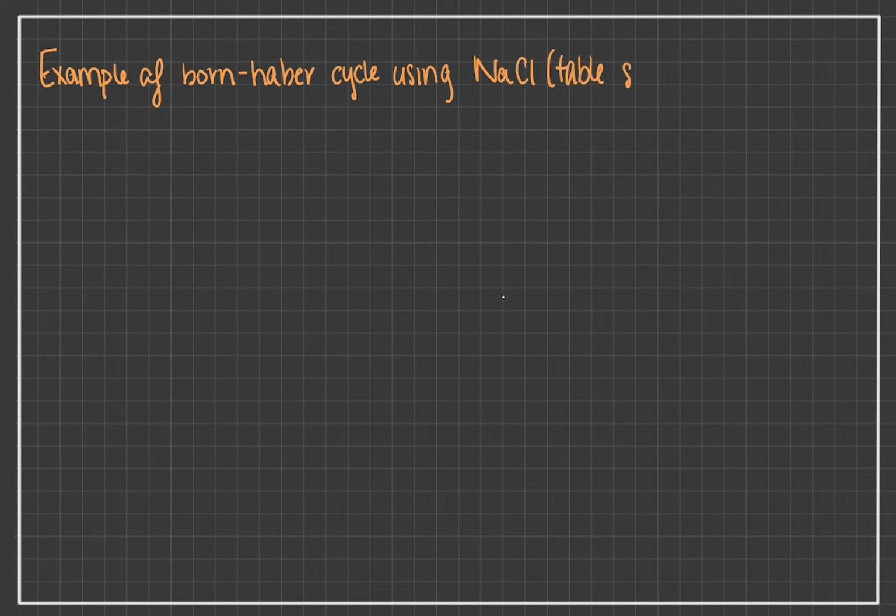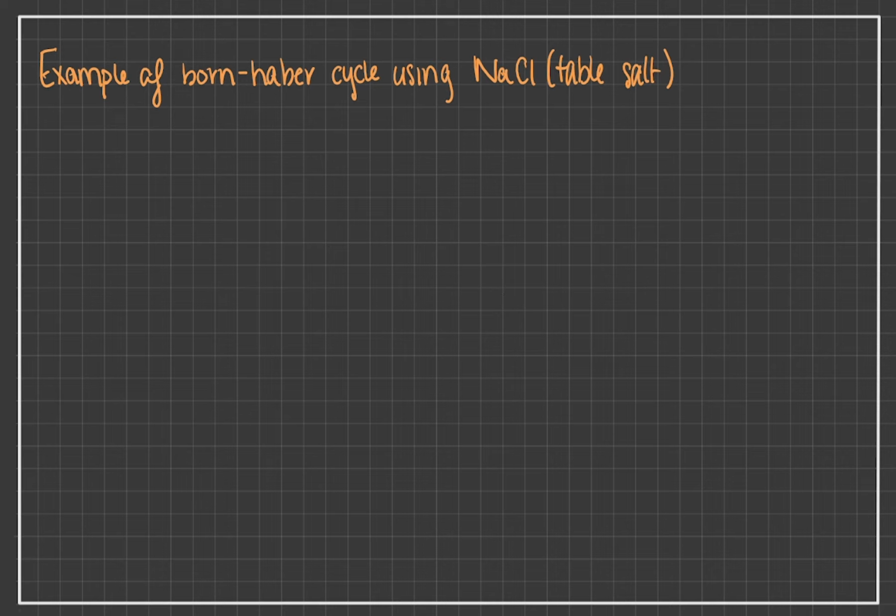Now I'm going to do a very common example that is used when we're trying to look at the Born-Haber cycle, which is NaCl, which a lot of you should know is table salt. You know, what we use to season our food and make it a little bit spicy. We are using that component and seeing how it is made and broken apart from gas to solid.